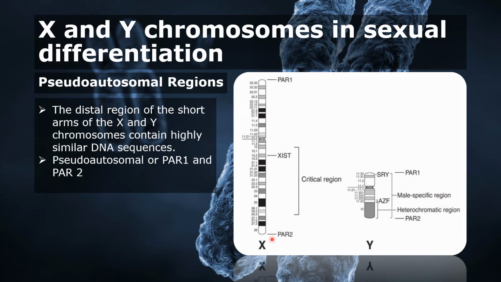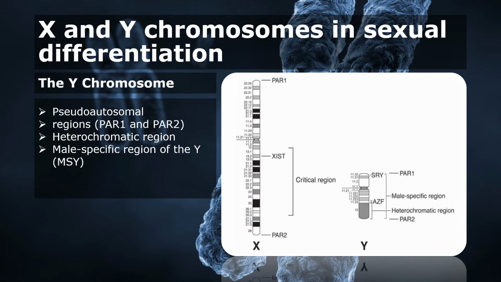We also have PAR2, which is on the distal ends of the XQ, or the long arm, and the YQ, the long arm of Y. For the next topic, we have the Y chromosome. Let's focus here. It is made up of different regions.